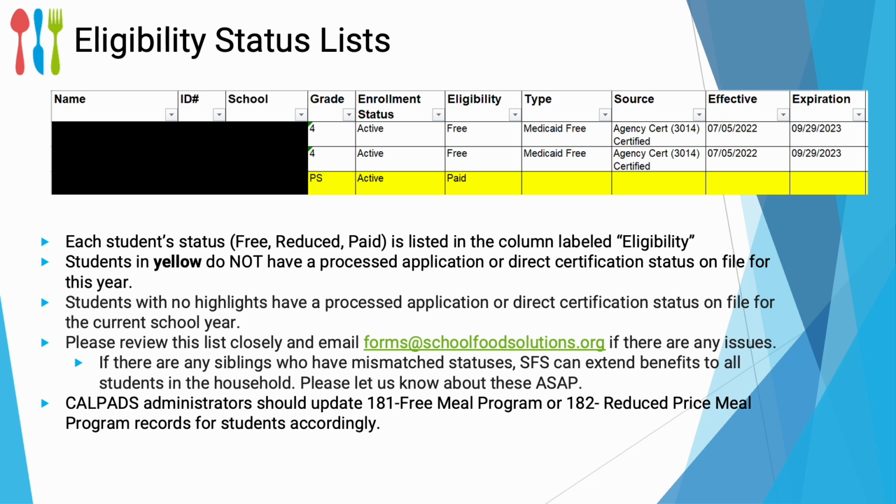This is also a great chance to check for those sibling connections. We try to extend benefits to siblings. The systems usually have a process by checking, if they have the same address, they'll do the extended benefit automatically, but they don't always catch everybody. So if you know of siblings that live in the same household but have different statuses here, let us know and we can extend the benefits to everybody in the household.